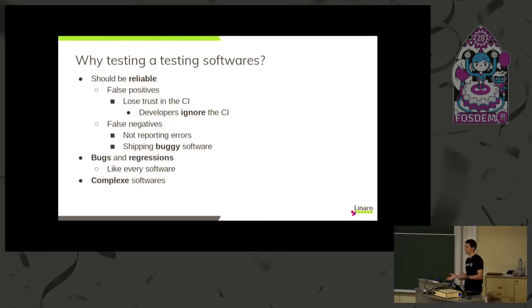Technically, that's the end of your CI system. People will not use it anymore if you do that. So you have to be reliable. That's really important. And obviously, it's software, so you will have bugs and you will have regressions. And even more so for LAVA, which is a complex system, so it's easy to make mistakes.